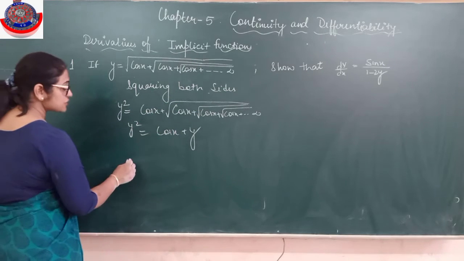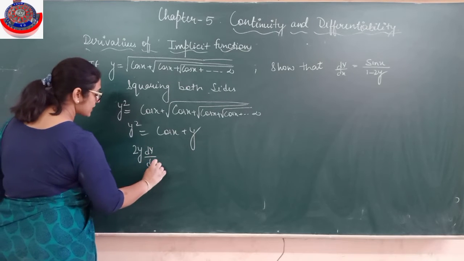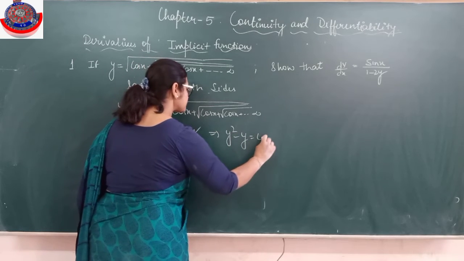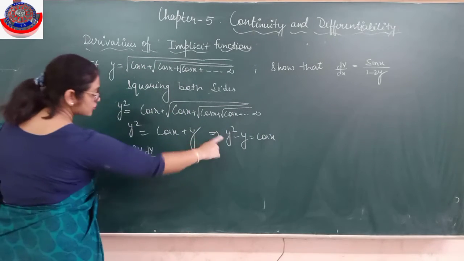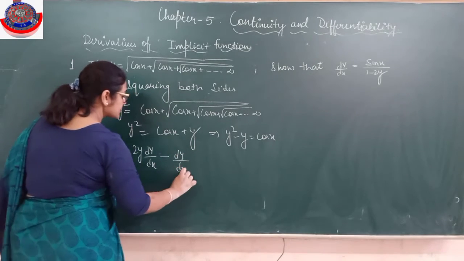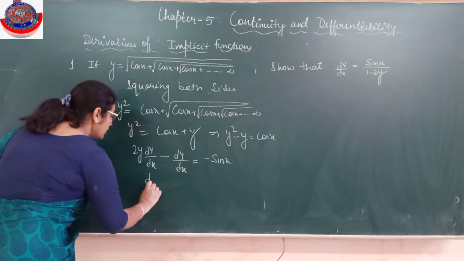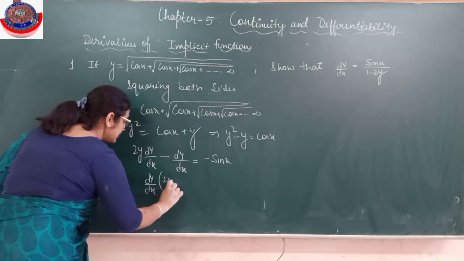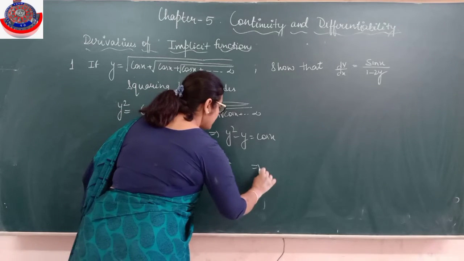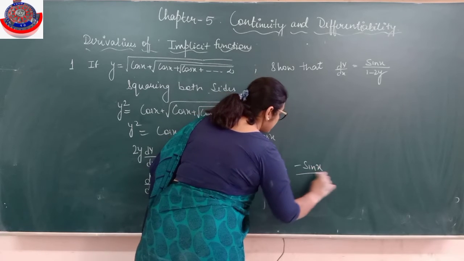So differentiate both sides with respect to x. Y square will be 2y, and differentiation of y with respect to x will be dy upon dx. Or I can do one thing, I'll bring this y to this side. Alright, y square will be 2y dy upon dx minus differentiation of y, dy upon dx, and differentiation of cos x is minus sin x. That's it. So dy upon dx I need on one side, minus sin x. So what is the value of dy upon dx? So dy upon dx is minus sin x upon 2y minus 1.